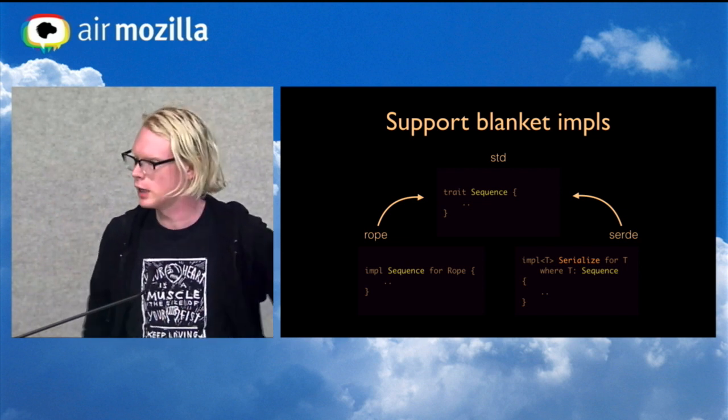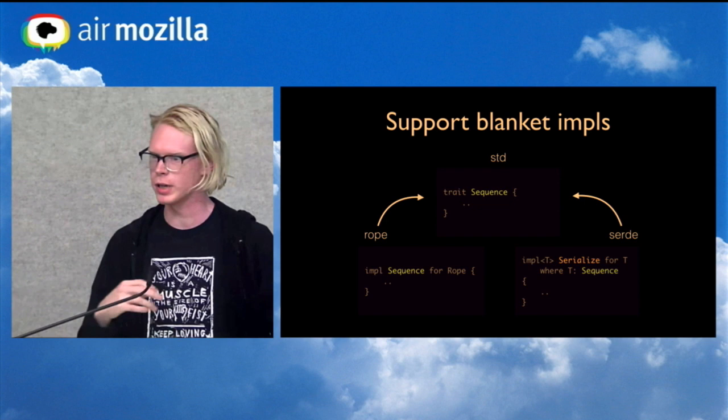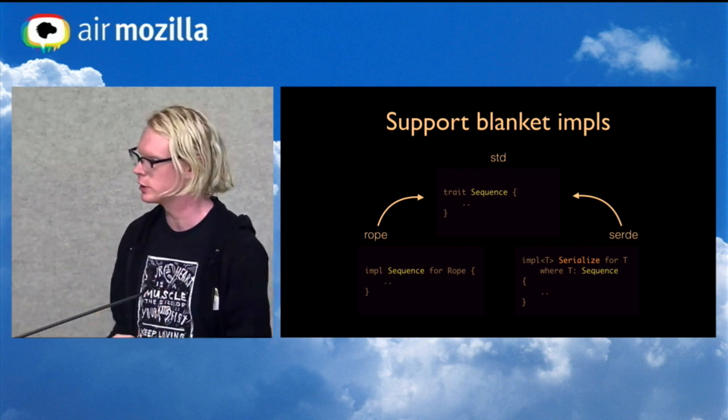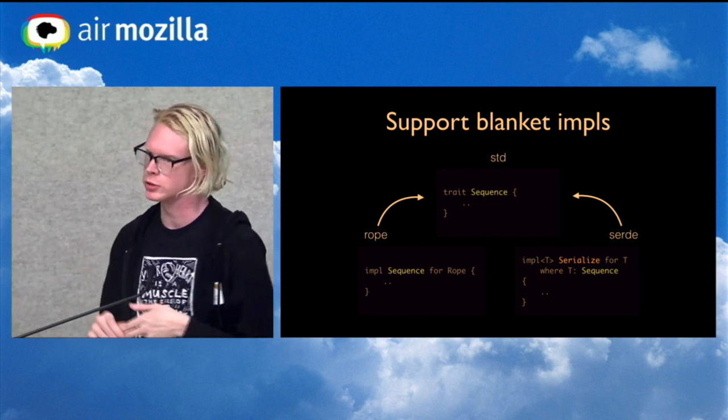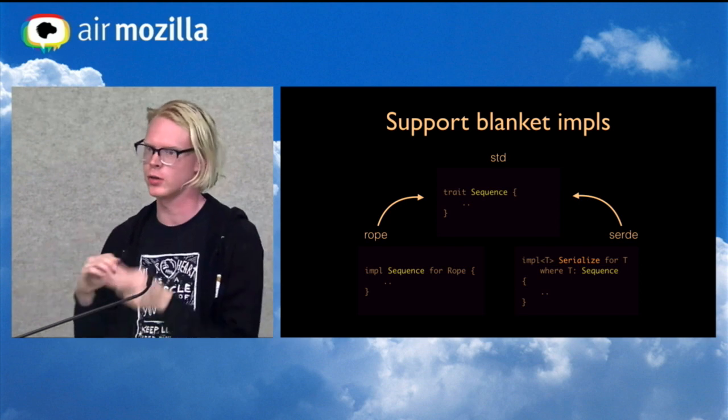And this is through a combination of that specialization feature and something called mutual exclusion, where we say that you can't implement both of these two traits because that would be incoherent.